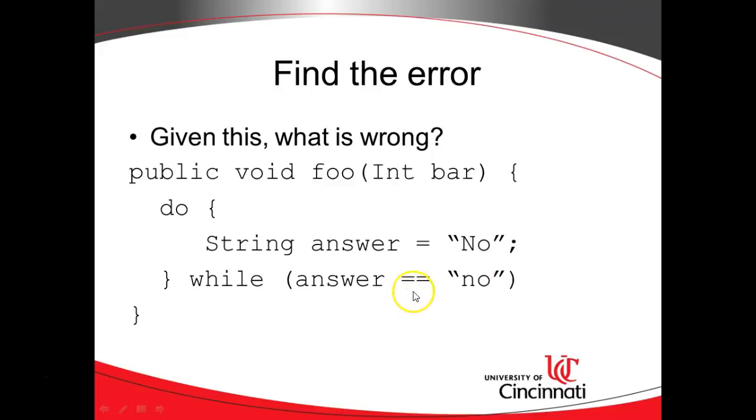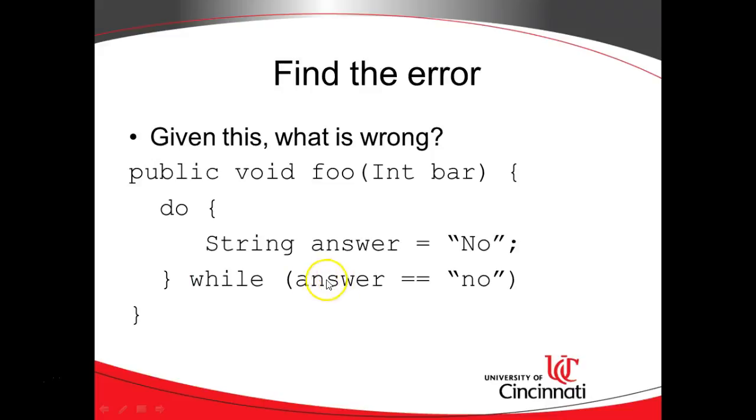Double equal. We almost never want to use that with a string, because what we're comparing there is the object under the covers. We're not comparing the contents of a string. We should use the dot equals method or the dot equals ignore case method. That's a big no-no. If we're looking at a primitive, that's okay, but a string is not a primitive. One more that's a little bit subtle here is down here on this line, answer is out of scope. We're declaring the variable here, and remember that a variable is alive from the point at which it is declared until the closed curly of the block where it is declared.